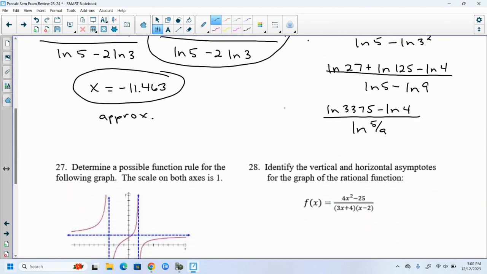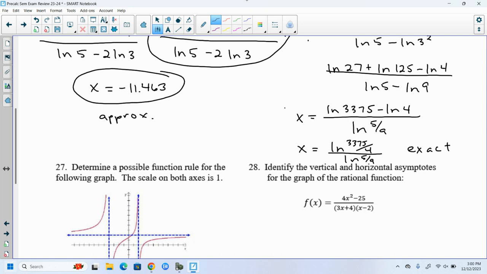And now for my last step, I'm just going to simplify the top, and I divide, so I get natural log of 3375 divided by 4 over the natural log of 5/9. Okay, so that should be the exact answer. Okay, exact. Natural log of 3375 over 4, over natural log of 5/9.